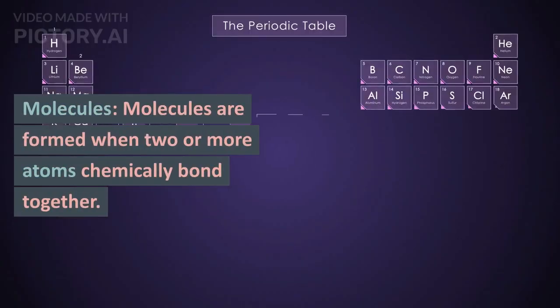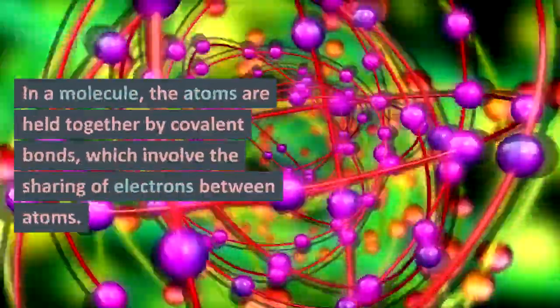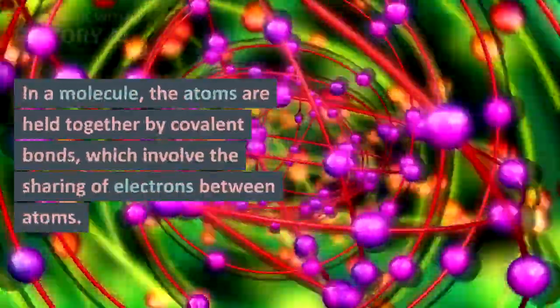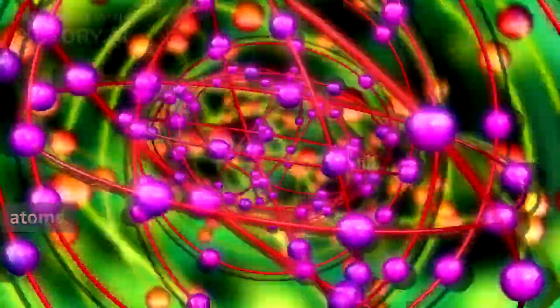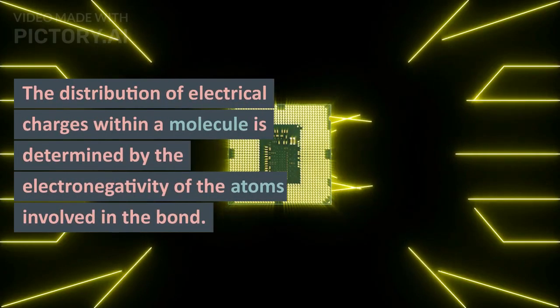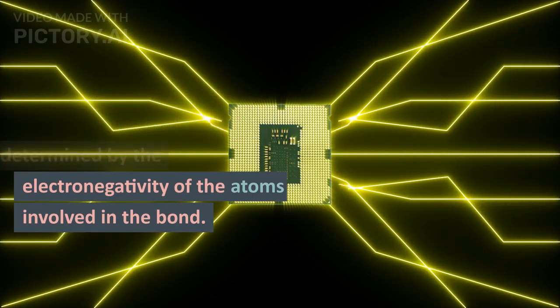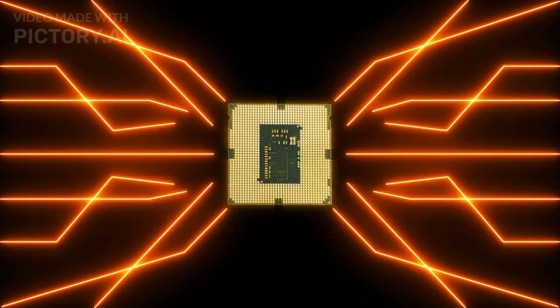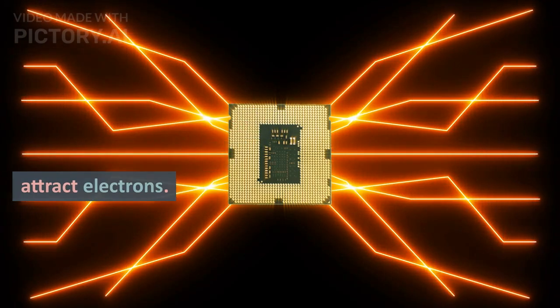Molecules. Molecules are formed when two or more atoms chemically bond together. In a molecule, the atoms are held together by covalent bonds, which involve the sharing of electrons between atoms. The distribution of electrical charges within a molecule is determined by the electronegativity of the atoms involved in the bond. Electronegativity is a measure of an atom's tendency to attract electrons.